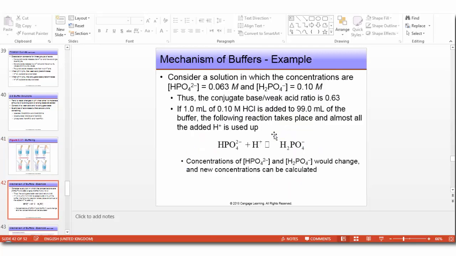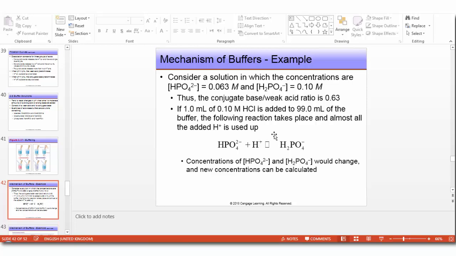Now you can do this by considering a question. Consider a solution, this is called a phosphate buffer, in which the concentration of the conjugate base is 0.063 molar and the concentration of the weak acid is 0.10 molar. Thus the conjugate base to weak acid ratio is 0.63. Now if 1 ml of 0.1 molar HCl is added to 99 ml of the buffer, the following reaction takes place, and almost all the added H plus is used up, as you can see here.